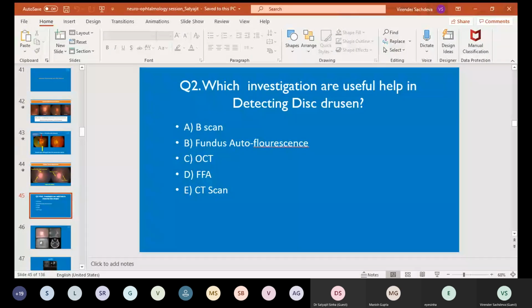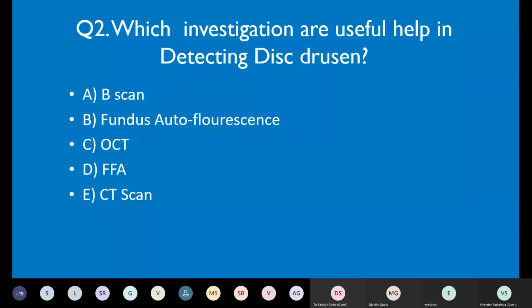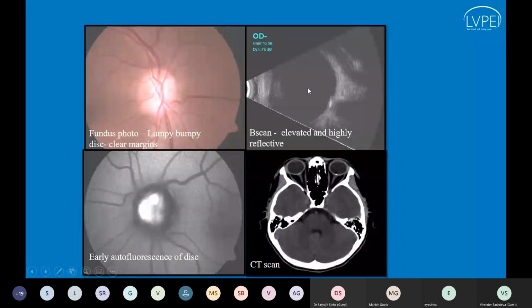Okay, so let me go for the full screen mode. This slide shows the various investigations which can be used. You can use a fundus photo, and you can see a slightly irregular or lumpy bumpy appearance, especially here. You can see B scan at a low gain. You can see autofluorescence, and in a CT scan, you can see the hyperreflective spot at the optic nerve head.